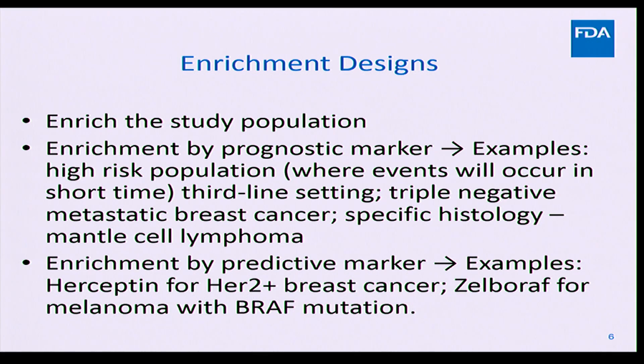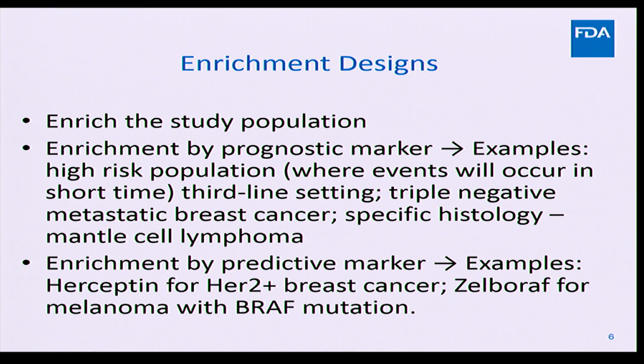Then some of the things Mary talked about, enrichment designs, where you enrich the study population. And enrichment could be by prognostic markers, and this we do very well. And we have always used first-line treatment, second-line treatment, etc. They're all different types of enrichment that we are doing, and this depends on the risk of the population, and whether the events occur in a shorter period of time or a longer period of time, or triple-negative metastatic breast cancer, or specific histology, etc. So these are all forms of enrichment, but they are based on prognostic markers.